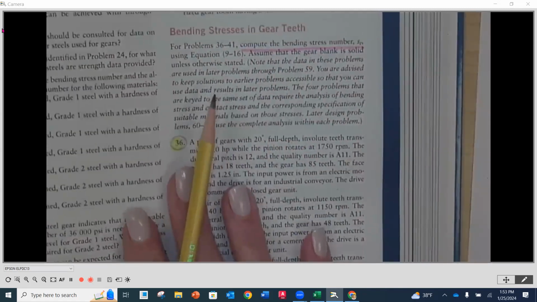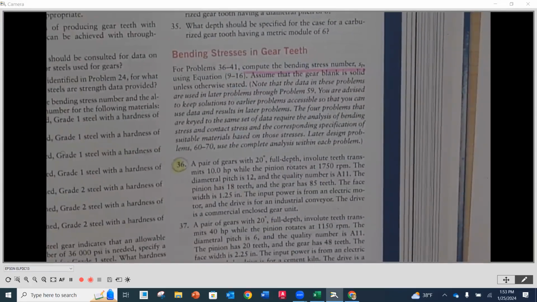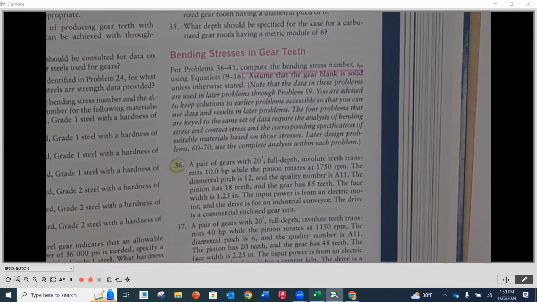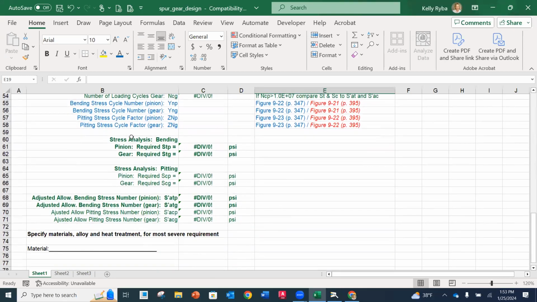So you kind of got to manipulate the top there. The face width is 1 1/4. The input power is from an electric motor, and the drive is to an industrial conveyor. So that's going to help you with your overload factor. The drive is to be a commercially enclosed gear unit. So that's the first part, and that's just the bending stress number. So you need to label number 36, and that's going to be for both the gear and the pinion. You're going to label where that is on the spreadsheet. It's down here. These are your options, right?